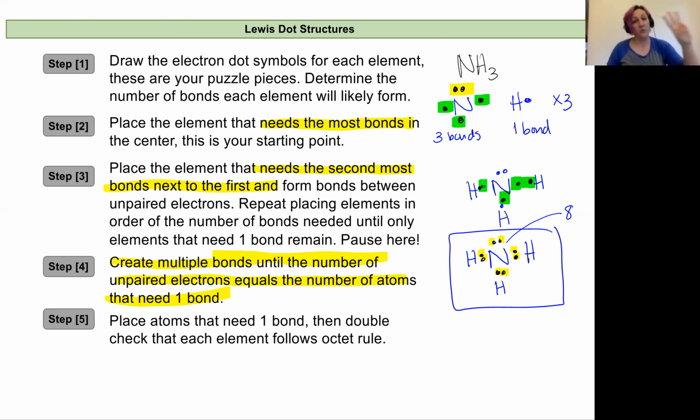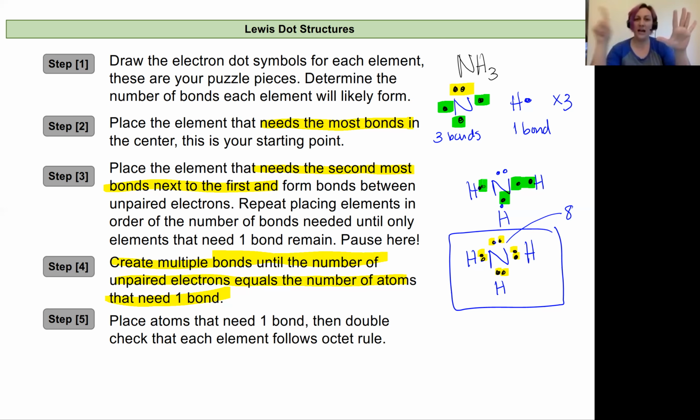If I had 3 unpaired electrons on nitrogen and then only, well, I guess it wouldn't work here. Let's say I was working with a different molecule and it had 5 unpaired electrons and I had one element that had only one bond. I would only be able to match it up with one, and I would still have 4 unpaired electrons.